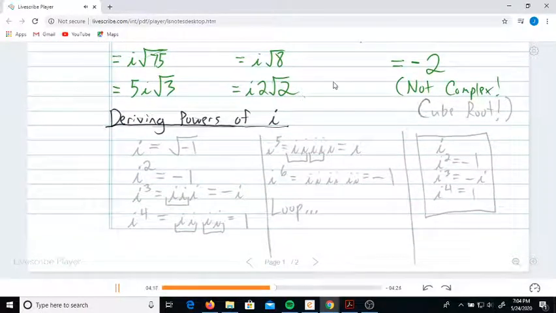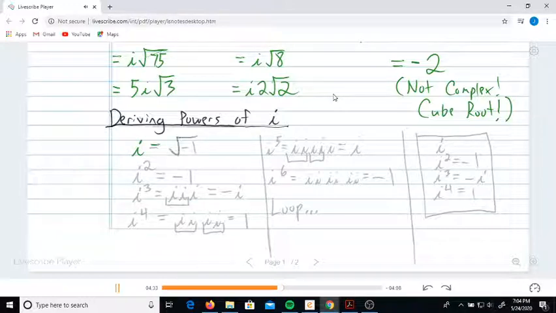That's because it's a cube root. So you have to make sure you're paying attention to what type of root you're working with. The complex numbers are going to be coming from square roots, not odd roots. Now let's go ahead and look at deriving powers of i.